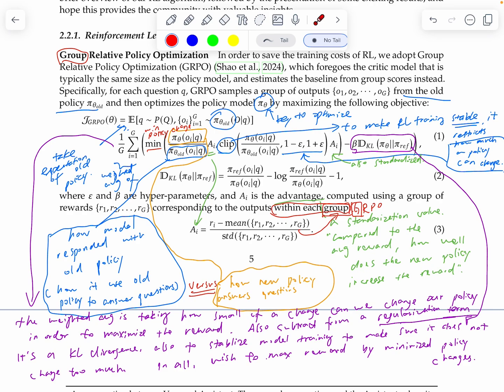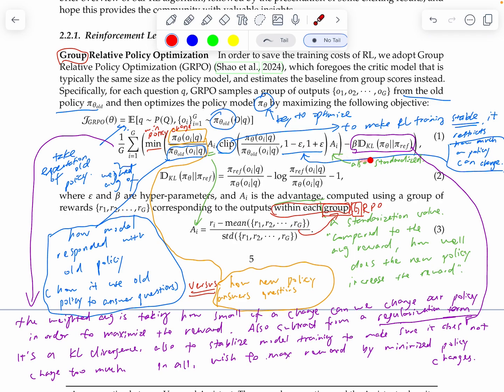This is also multiplied by AI again, as before, which is also for the standardization. We put those two terms together and take a minimum. We are actually maximizing the objective function, but at the same time we want to minimize the change of the policy. So that's it, right?